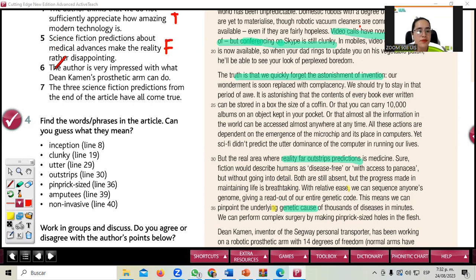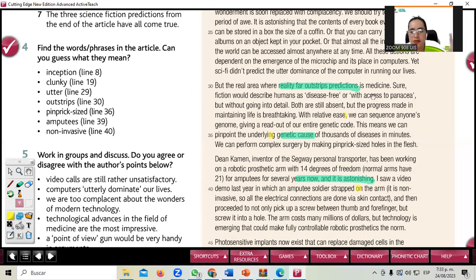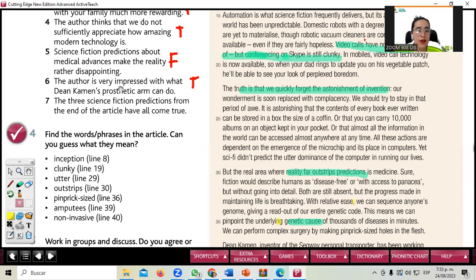The author is very impressed with what Dean Kamen's prosthetic arm can do. For me, it is true because in the text they say that this kind of prosthetic was very amazing, and then they mention that it is astonishing. So it's really amazing. They are very impressed with that. Okay, very good. Thank you, Lisette.